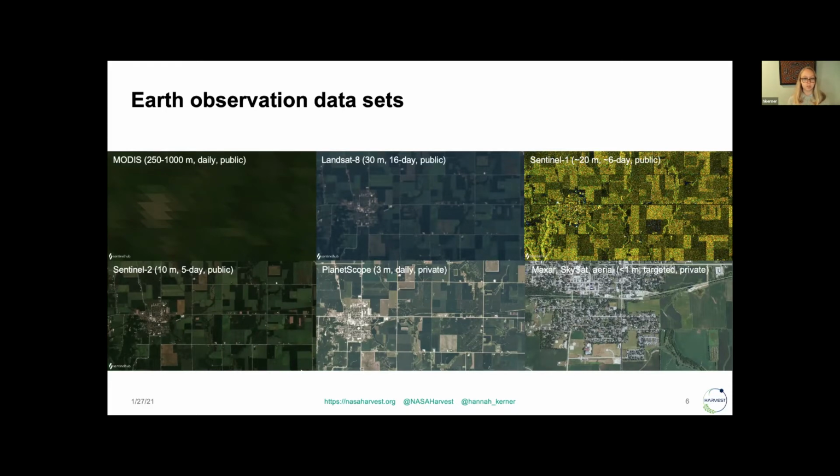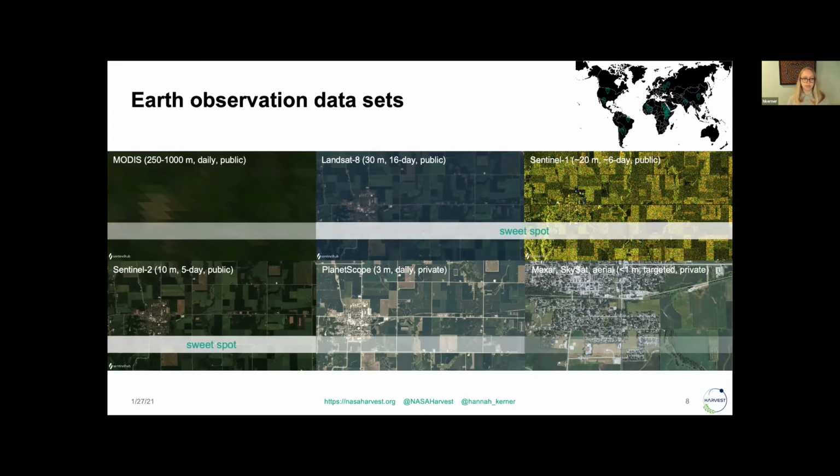Another trade-off is, of course, cost. So some of these, like the MODIS, Landsat, and Sentinel satellites are all free and publicly available, whereas the higher resolution satellites can be quite costly, especially when we're starting to scale these projects over large countries and many countries. And finally, we have trade-offs in the spectral resolution or the spectral availability. And so what I want to show with this is that they're in the middle of these here with the Landsat and Sentinel satellites.